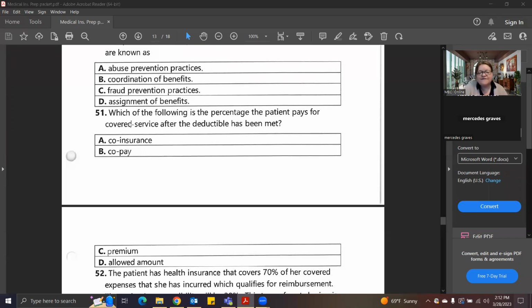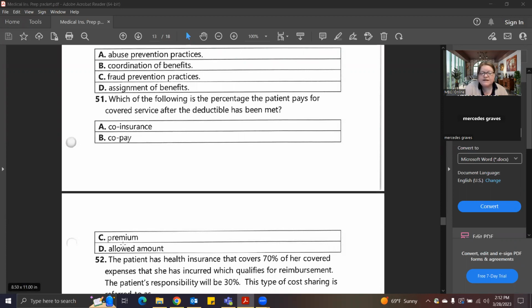All right, so let's see, number 51. Which of the following is the percentage the patient pays for covered service after the deductible has been met? A, coinsurance, B, copay, C, premium, or D, allowed amount?